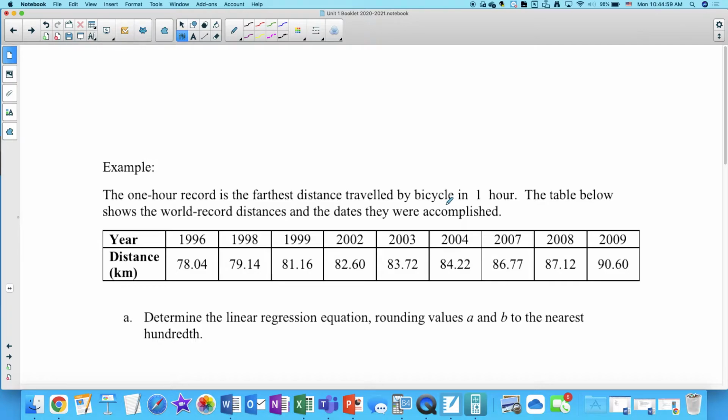And if you're ever unsure of what's independent, ask yourself what makes more sense: the distance someone bikes depends on the year, or the year depends on the distance someone bikes? It's not like if it's 2020, everyone can bike at 100 kilometers an hour, right? It doesn't work that way. And what we can see is that it tends to be an upward trend. As the years go on, the record keeps getting beaten and beaten.